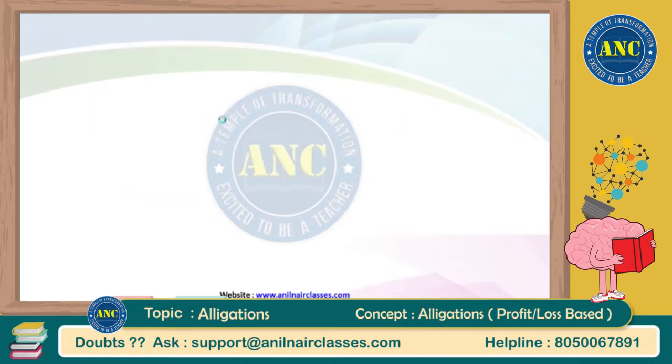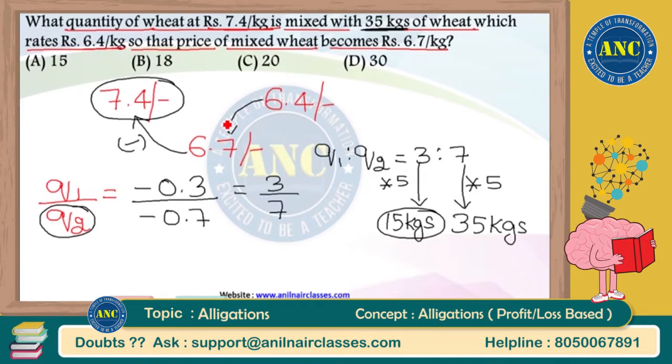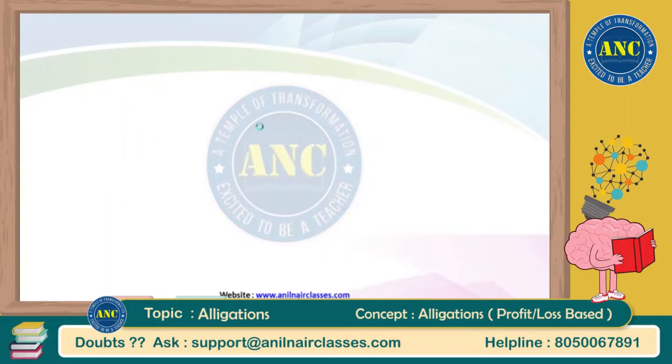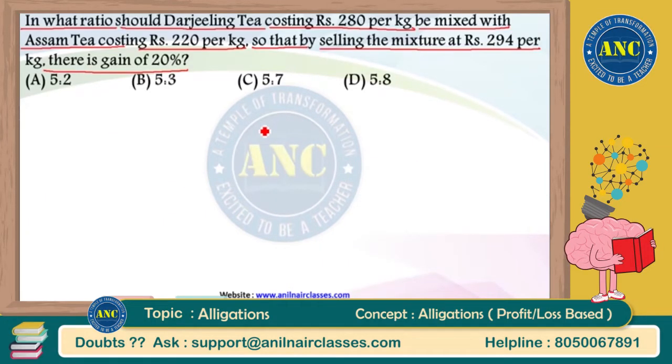That means we can alligate the parameters only if the parameters are of similar entities. Please remember that carefully. Any question you take, 7.4 rupees is the cost price of the first parameter, 6.4 is the cost price of the second parameter, 6.7 is the cost price of the resultant mixture. We can alligate the parameters only if the parameters are of similar quantities. That means every parameter should be of prices itself, and in price again, in the subcategory, they should be either everything cost price or everything selling price. That is how it should be to alligate it.